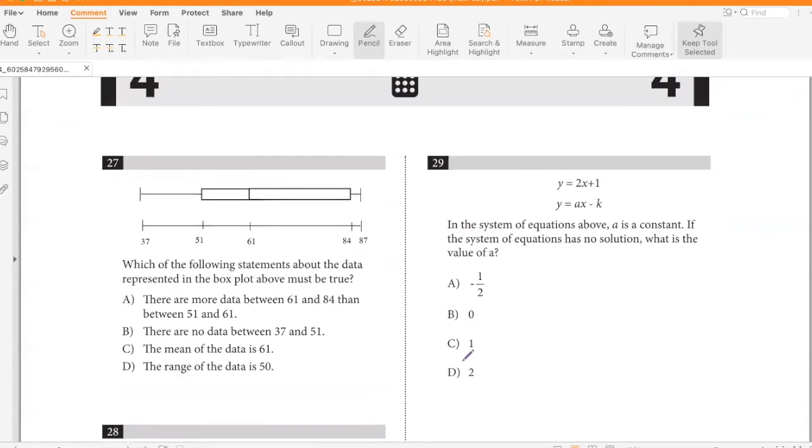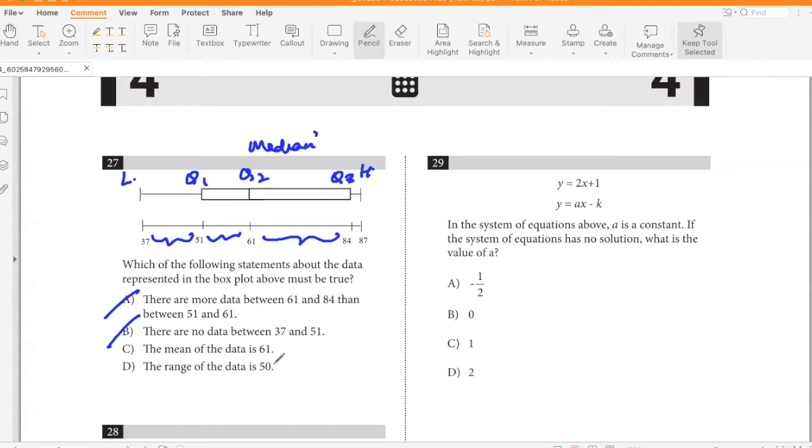Which of the following statements about the data represented in the box plot above must be true? So this is the lowest value, this is the highest value, this is the first quartile, this is the second quartile, which is also the median, and this is the third quartile. There are more data between 61 and 84 than between 51 and 61. No, this is wrong because 25% of the values are here and 25% are here. There are no data between 37 and 51. That's wrong. 25% of the values are here.